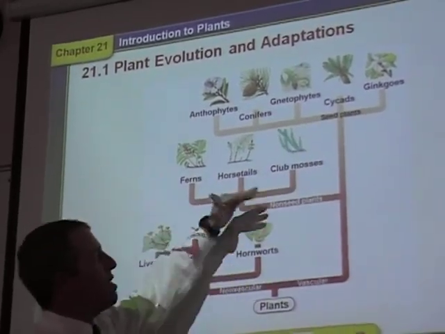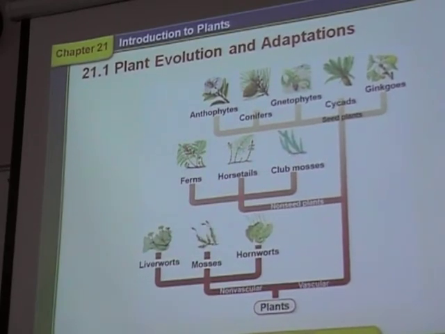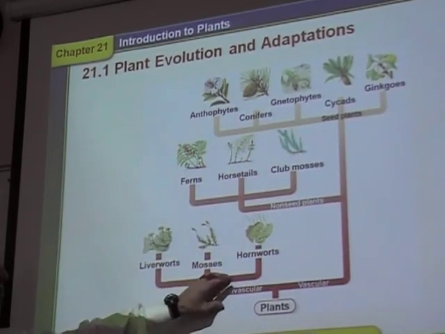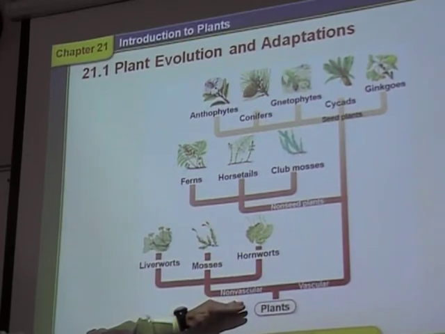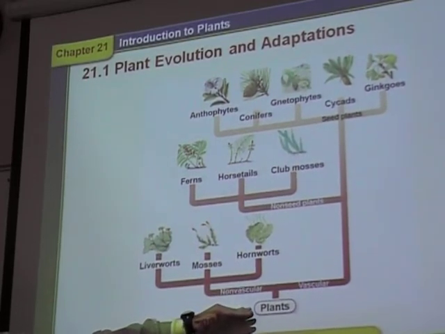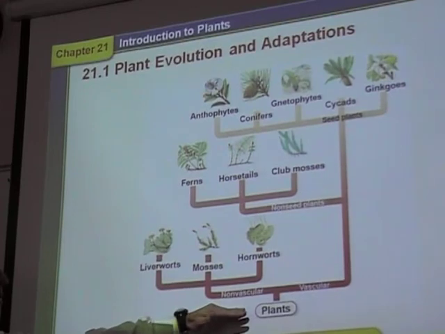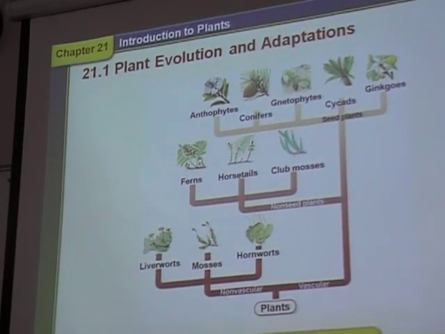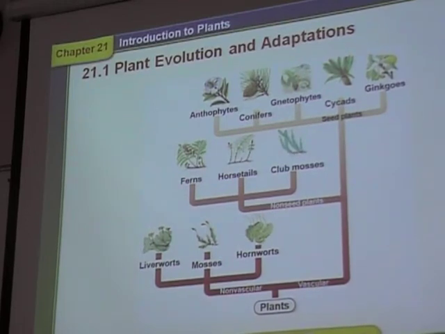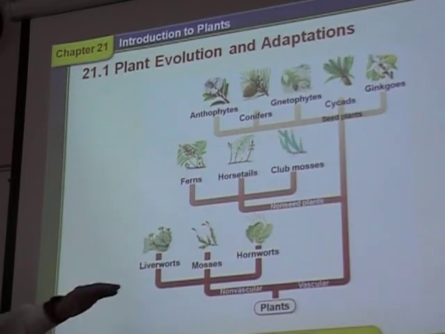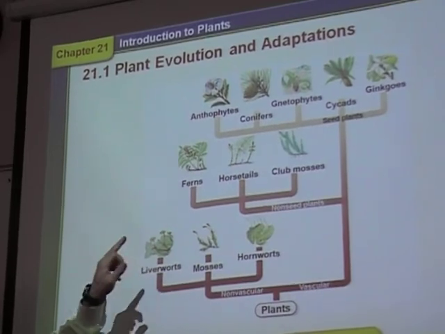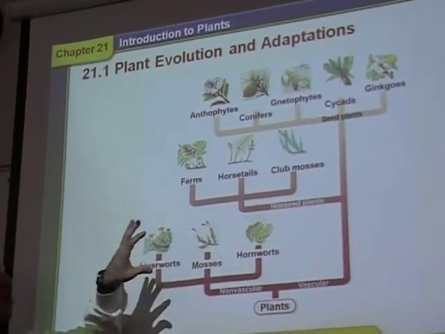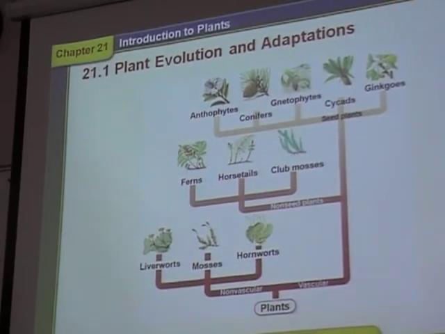There are three major groups of plants. Non-vascular plants. Guess what non-vascular plants don't have? Vascular tubes. What can you guess about a plant that doesn't have any vascular tubes? What would you guess about the way it's built? It grows on the ground. It's small. It grows right next to the ground. They're real tiny plants. Those are your non-vascular plants: your liverworts, your mosses, and your hornworts are the three groups of non-vascular plants.